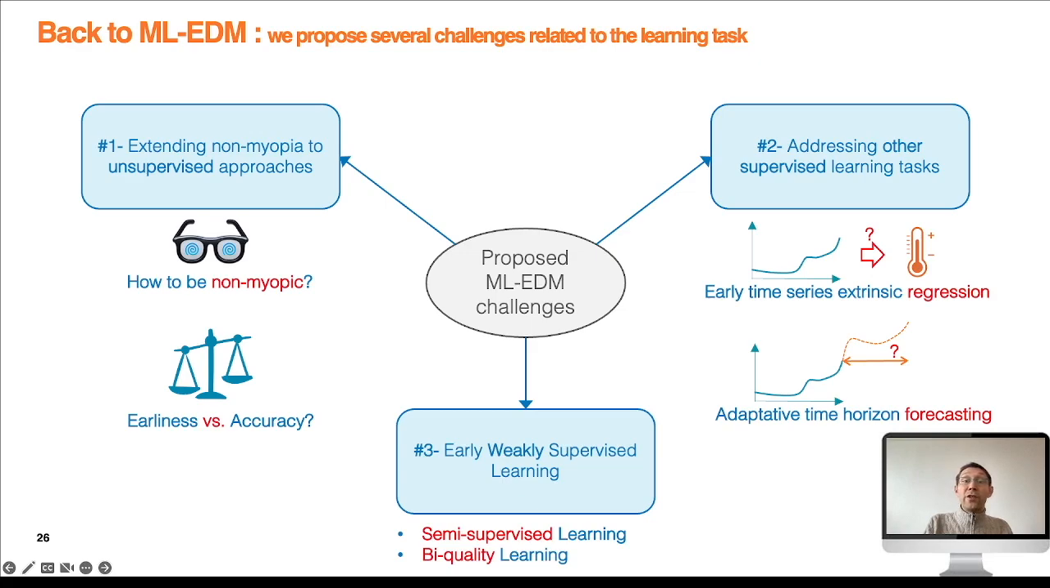Finally, the third challenge is to deal with tasks that belong to the domain of weakly supervised learning, which include many different settings where there are weaknesses in supervision. For example, semi-supervised learning is a famous case where only a subset of examples are labeled. Bi-quality learning is another very interesting setting where 2 training sets are available. The first one contains reliable labels, and the other one contains potentially corrupted labels. There are many applications of bi-quality learning.